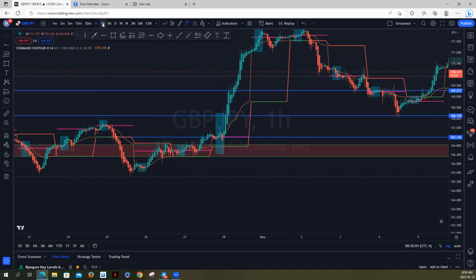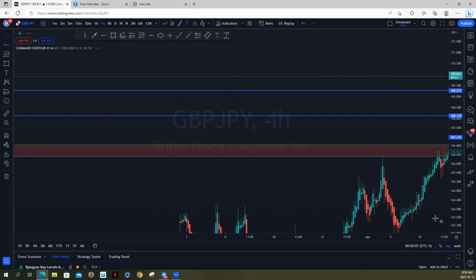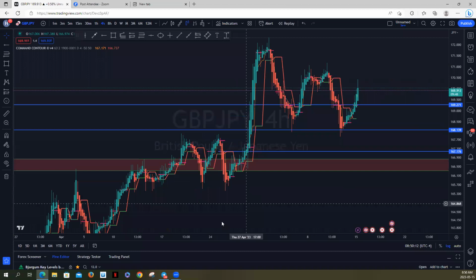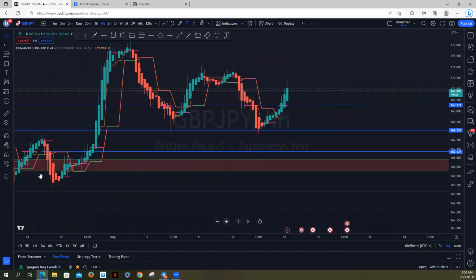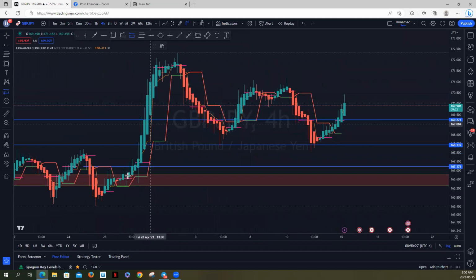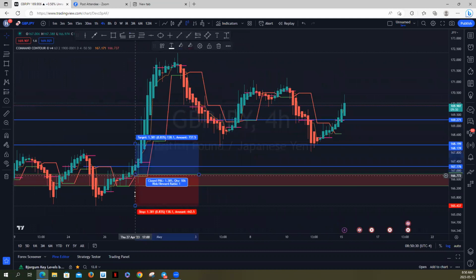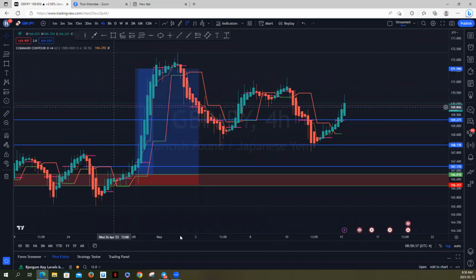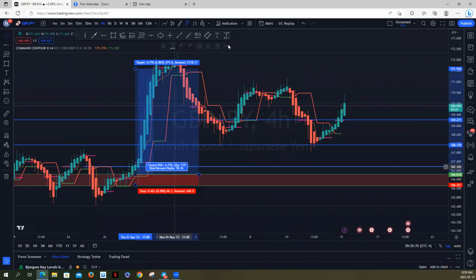Those that love the 4-hour, you can go in the 4-hour as well. And you could see it clearly. This is the ZAP zone area. Price came, retested right here. See, the ZAP zone is in line with the command contour levels. Boom, we're in for the buy. Those who trade on the 4-hour see a potential 10-to-1 risk to reward. And this happens over and over again.